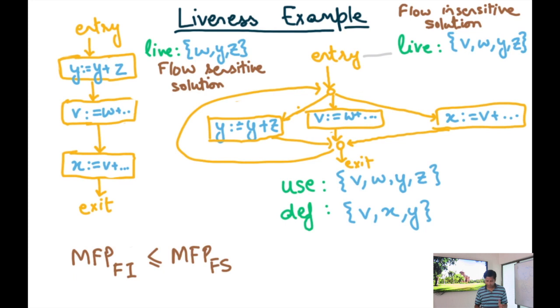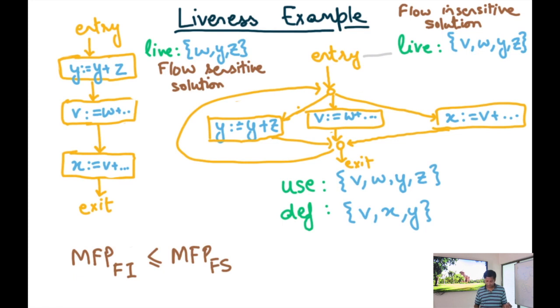So the flow sensitive solution is that at the entry, the live registers are w, y, and z. Whereas if I take the flow insensitive solution, I basically break this entire program into separate statements and pretend that any of them can execute non-deterministically. So now in this case, the third statement, which was x := v + something, can execute right in the beginning. And so v appears to be live at entry. So the flow insensitive solution is a less precise solution because I'm also saying that v may be live at entry.